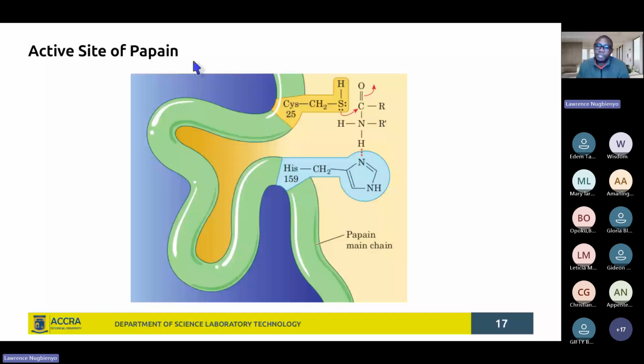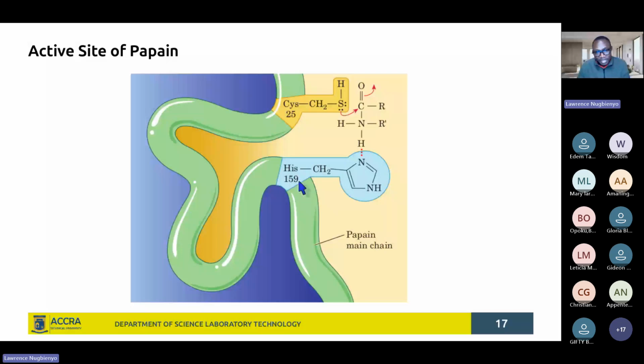So if we take the green part of this diagram as the protein pipeline, it's a protein chain. It's long, it's large, it's big, but it folds. And as it folds, we see in the active center cysteine and histidine. Now, interestingly, there are some numbers there: cysteine 25, histidine 159.